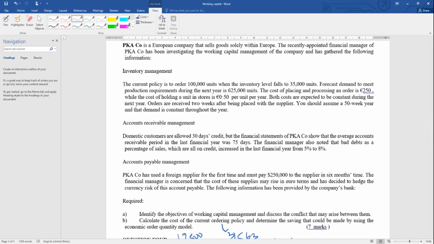Now the inventory. The current policy is that the company orders when the inventory balance reaches 12,000. So it makes the order once the inventory balance is 12,000, okay? This is what we refer to as the order level. And the Q is 100,000. The demand is 625,000, cost per order is 250, holding cost 0.5, no discount supplier is given, and you can get the cost. Very easy to add.